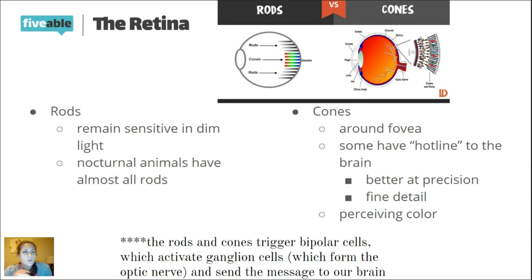We could do a demo too to look at rods and cones. So if you look at the picture up there, the left side is showing you where the rods are more on the peripheral of your vision. And so I do a demo, and you can try this with your friends.